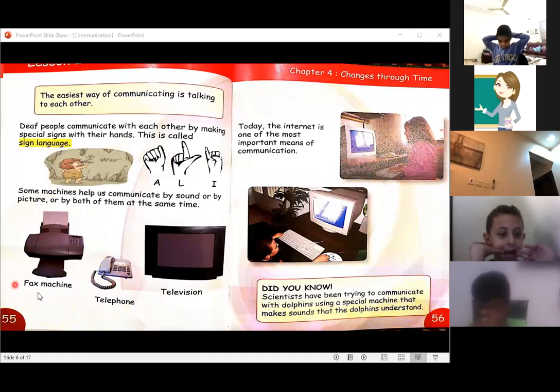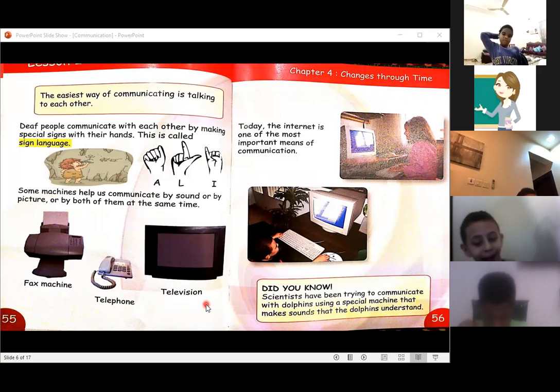So the fax machine, what is the benefit of fax machine? This is the faster method in delivering information. Let's come to the telephone. Telephone creates strong relationships, saves time, keeps you in contact with your family and friends. And television, you get alerts with the news, you get all worldwide information and many more benefits.